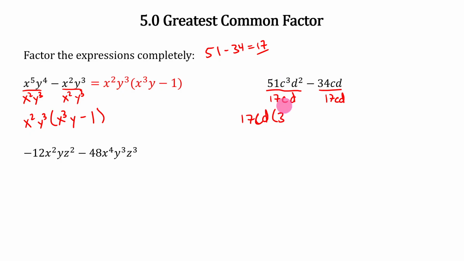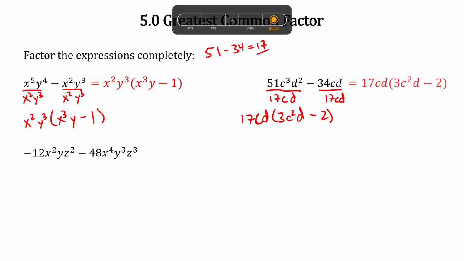51 divided by 17 is 3. C to the third divided by C is C squared. D squared divided by D is D. 34 divided by 17 is 2. C divided by C is 1. D divided by D is 1. There we go.